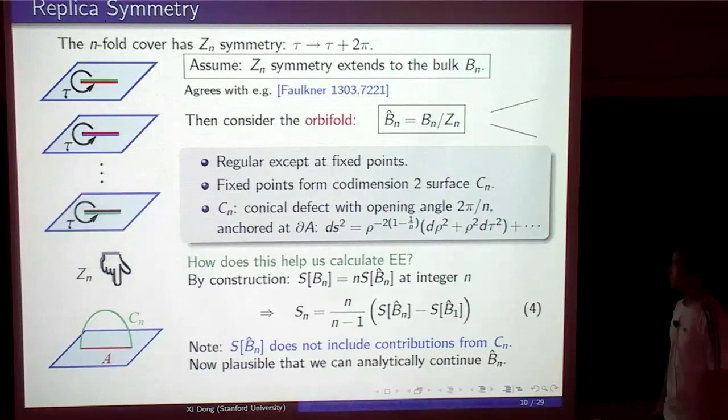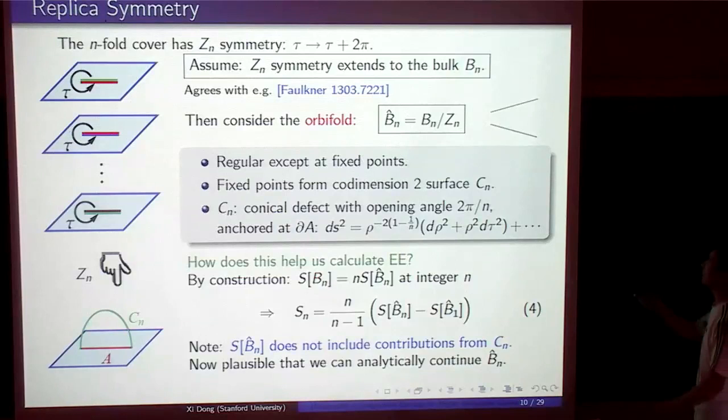This space is interesting because, as we will see, it admits a nice analytic continuation. The B hat n is a space which can make sense for arbitrary n. This is the claim. So this is the orbifold because it is regular except at the fixed points of Z_n. And where are the fixed points? The claim is the fixed points form a codimension 2 surface.